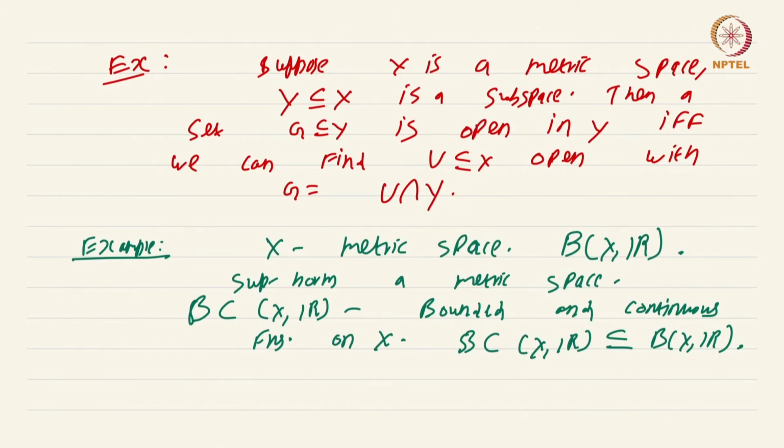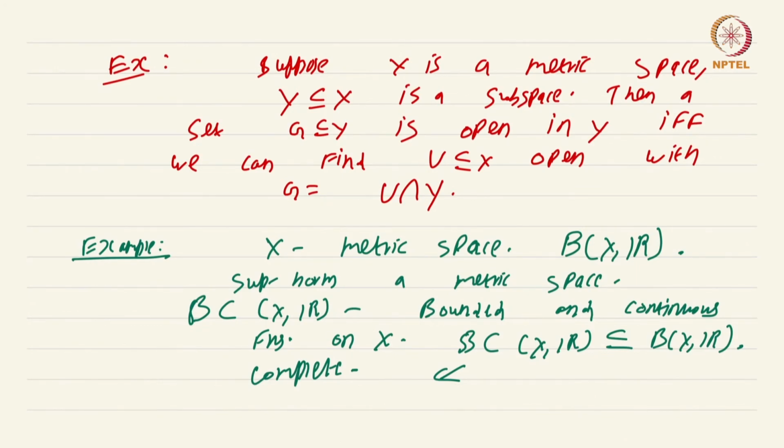Okay. Not only is it going to be a subspace of B(X,R), this is actually complete. Which we will prove soon enough. And this is again one of the most important examples of metric spaces and normed vector spaces.